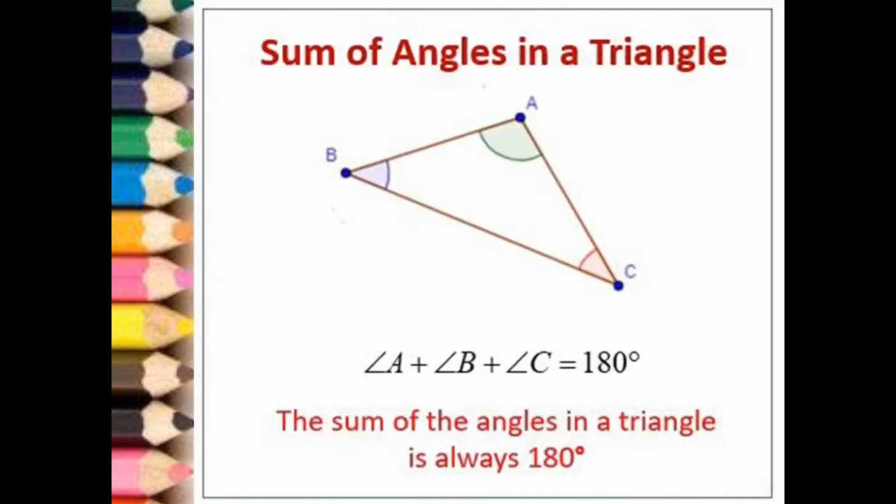Next topic is the sum of the angles in a triangle, and the sum of the angles in a triangle is always 180 degrees. That is, angle A plus angle B plus angle C is equal to 180 degrees. Hopefully it is also clear to you.